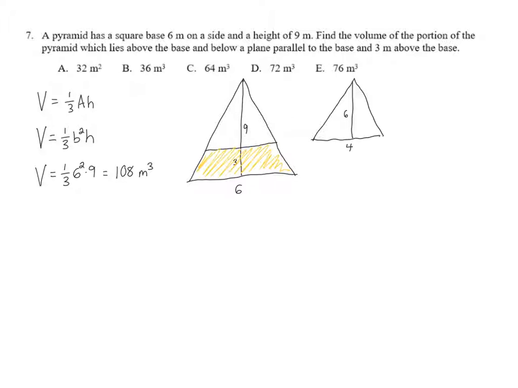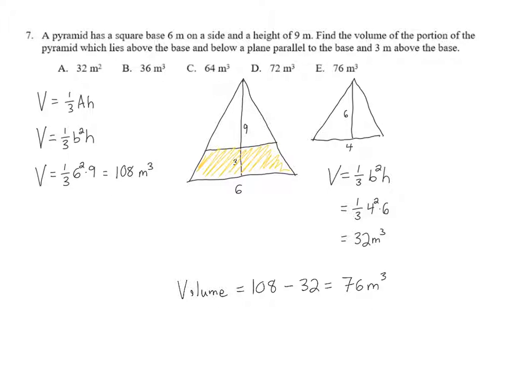So now it's a problem of figuring out the volume of that pyramid, but that's not very difficult. We know that the volume is going to be 1/3 times the base squared times the height. In this case, that's going to be 1/3 times 4 squared times the height, which is 6, and that ends up being 32 meters cubed. So if we want the volume of just the base, we've got to take the volume of the whole pyramid, which was 108 cubic meters, and subtract the volume of the small pyramid on the top, which was 32 cubic meters. And when we do that subtraction, we end up with 76 cubic meters, which is answer choice E.